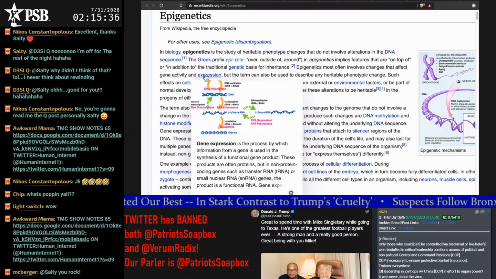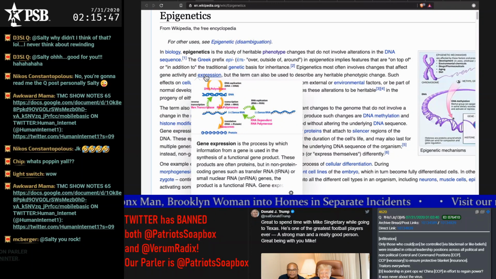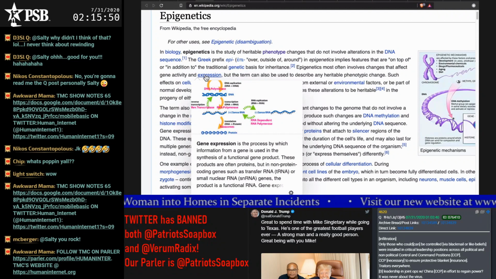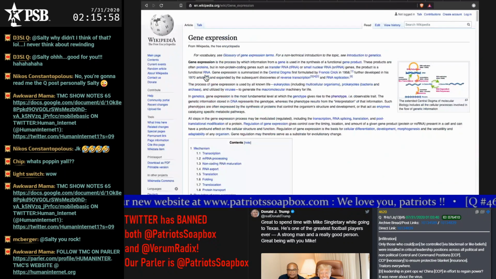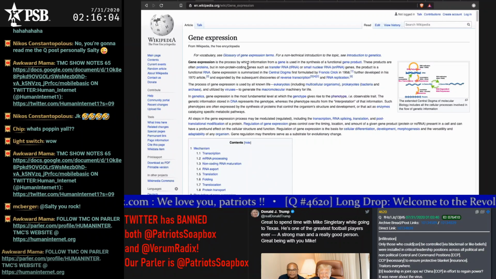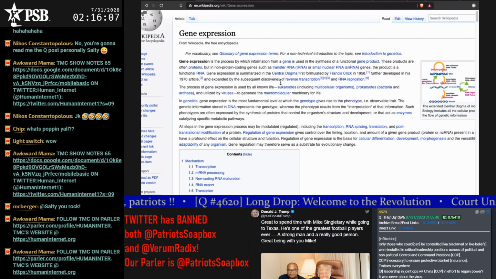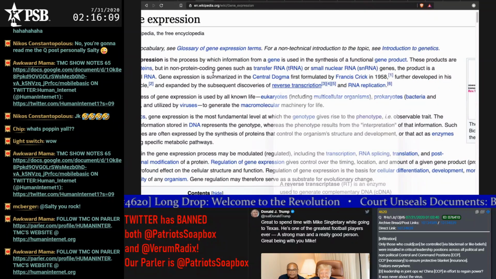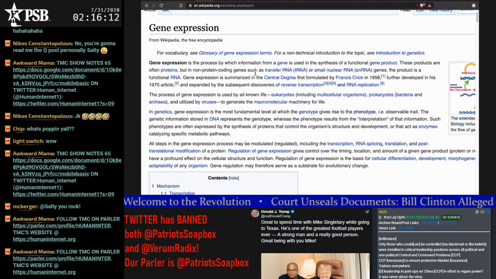Very, very important. Gene expression is the process by which information from a gene is used in the synthesis of a functional gene product. These products are often proteins, but in non-protein coding genes such as transfer RNA or small nuclear RNA genes, the product is, let's read this because this kind of ties in with that vaccine, doesn't it? Gene expression is summarized in the central dogma first formulated by Francis Crick, blah, blah, blah.